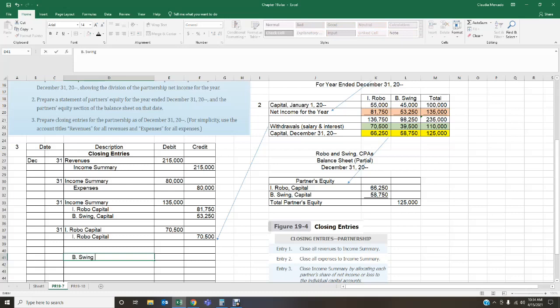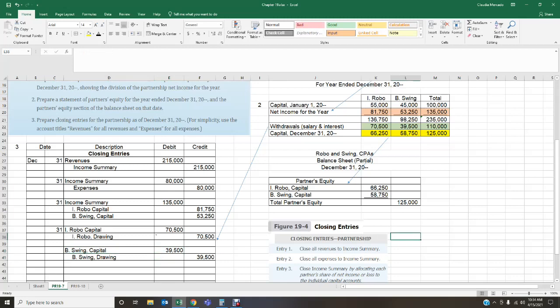I'm sorry, and here it should not be capital, it should be drawing. I typed the wrong information. We are closing the drawing account. Robo drawing, there we go. So here we have B Swing drawing, and the amount of my drawing for Swing is 39,500. Okay, and I am closing it to my capital account for Swing. So I'm going to have B Swing capital of 39,500.